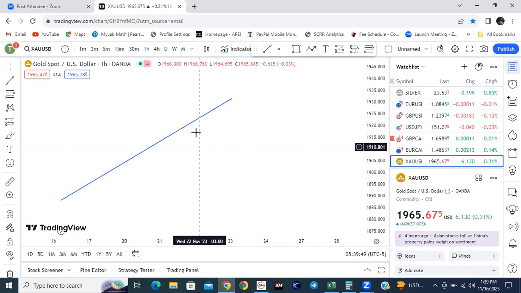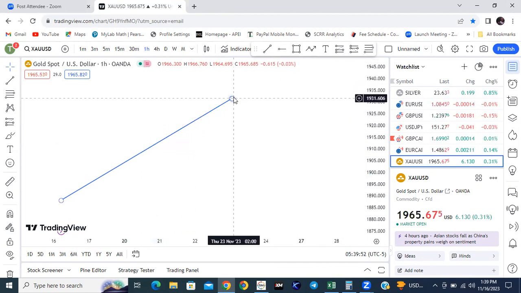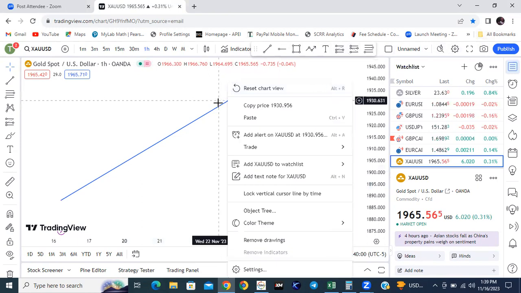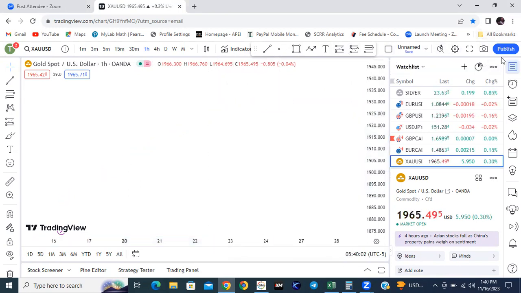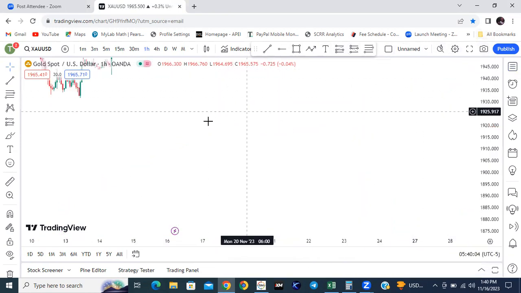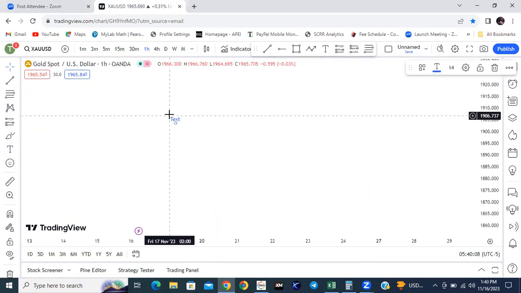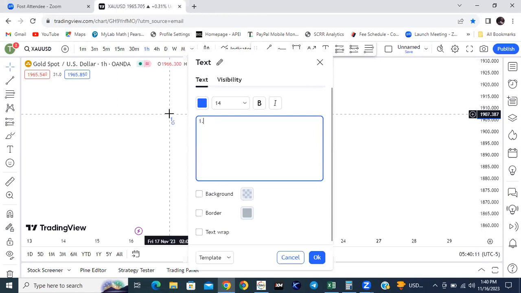So with this strategy, basically what you need to do is, for instance, you need to identify the trend. The first thing that you need to do is to identify the trend. So that is the first step. Step number one, identify the trend.